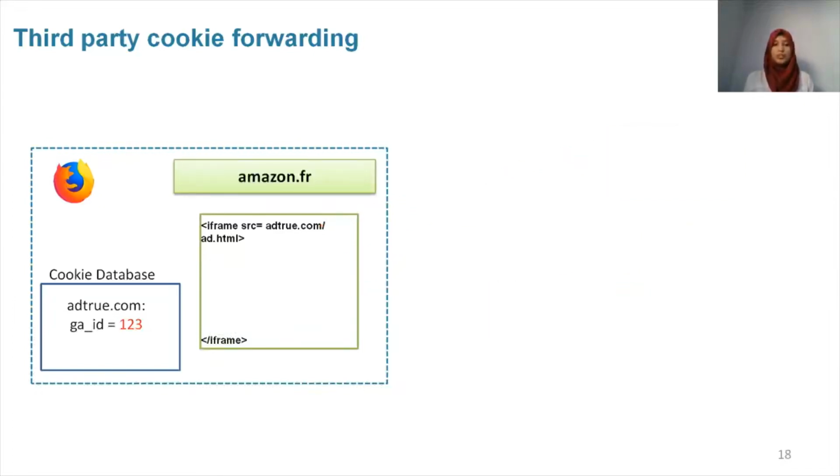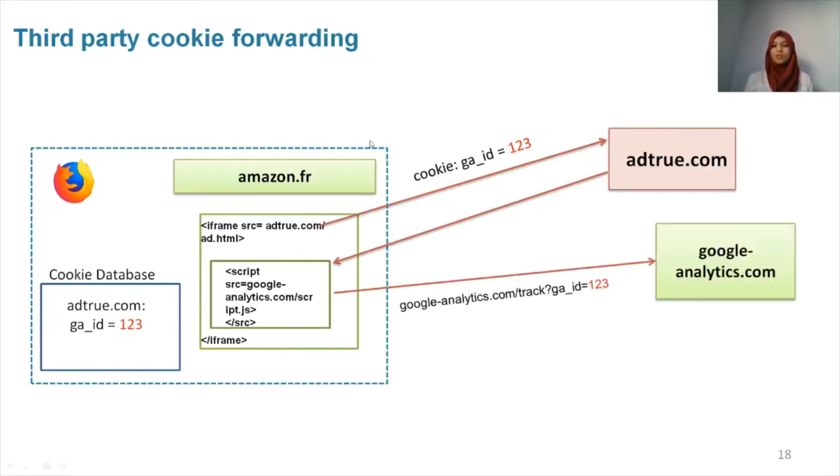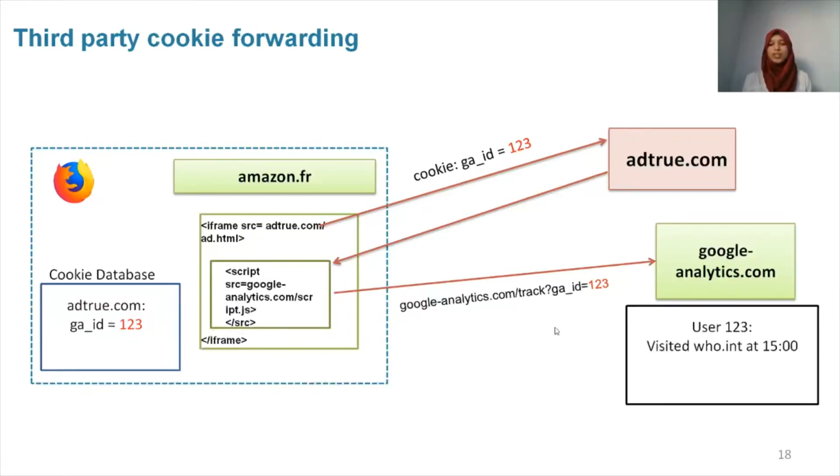Later on, let's say that the user goes to a different website, amazon.fr, that has the same content from adtrue.com with the embedded analytics script. So once again, we'll have the request sent to Google Analytics with the third-party cookie, and this time Google Analytics will get to know that the user 123, who was visiting the World Health Organization before, is now visiting amazon.fr. And so Google Analytics is no longer behaving as an analytics service. Instead, it's cross-site tracking the user, since it's able to link the user's activity across different websites.